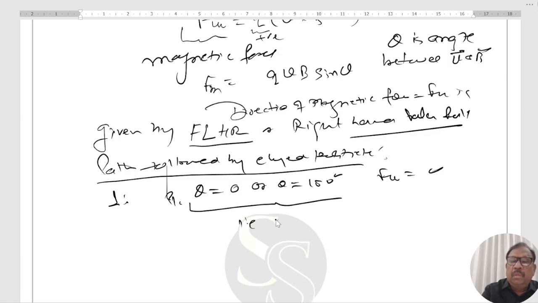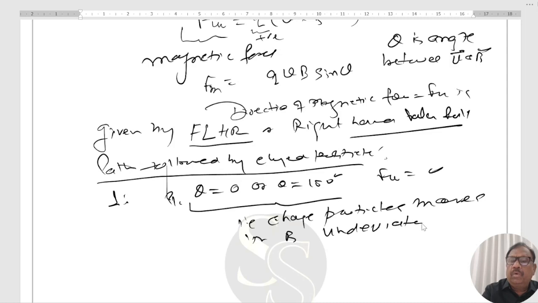That is, the charged particle moves undeflected, right?